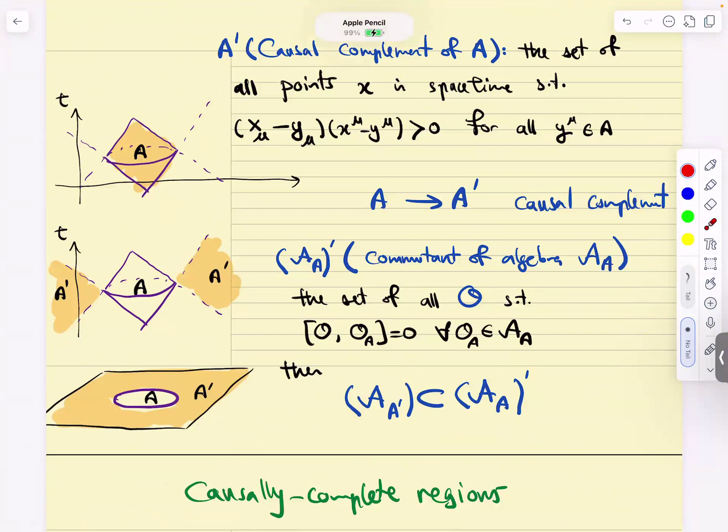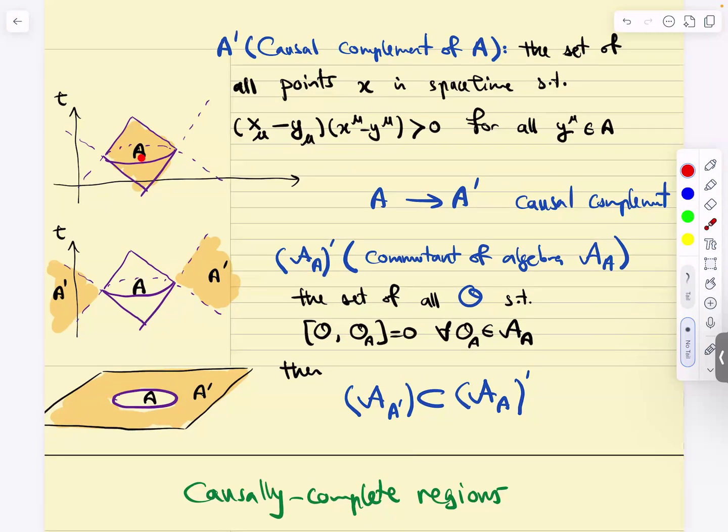For a second, forget about algebras. Let's talk about space-time and regions. Given a region of space-time, we are going to define a causal complement for it. The causal complement of a set A, an open set A, is the set of all points y such that the proper distance between y and all points in x is positive.